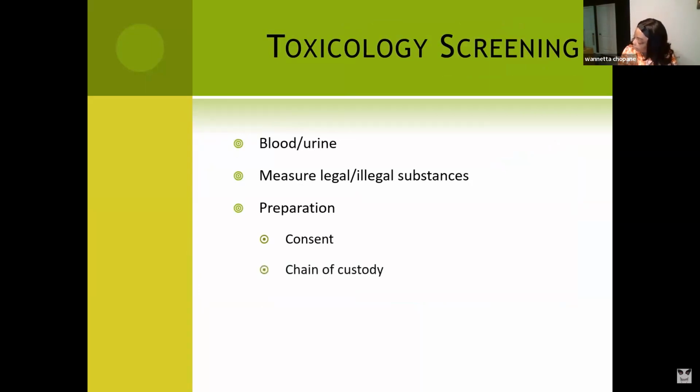We also need a chain of custody, and the said chain of custody form is added onto as the test specimen travels from person to person that gives complete accountability of a test sample, as well as a list of medications. So we also need a list of medications the patient might be on to determine outside of the legal or illegal substances and be able to measure that out.